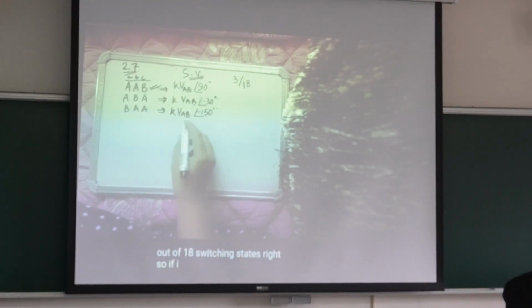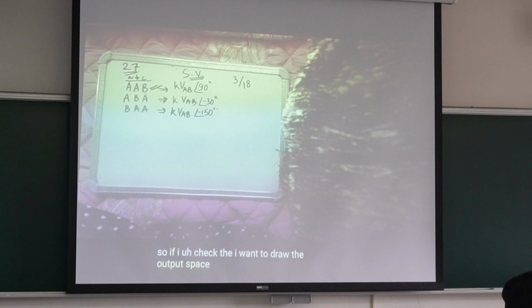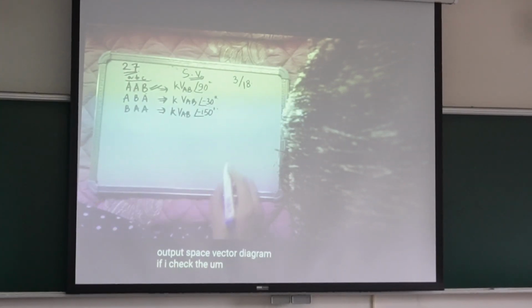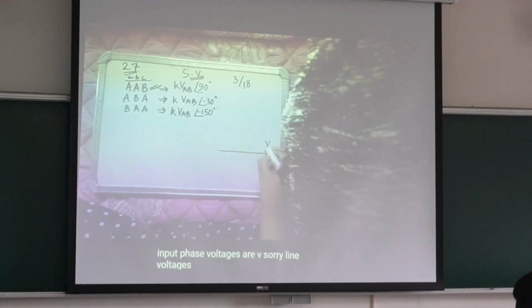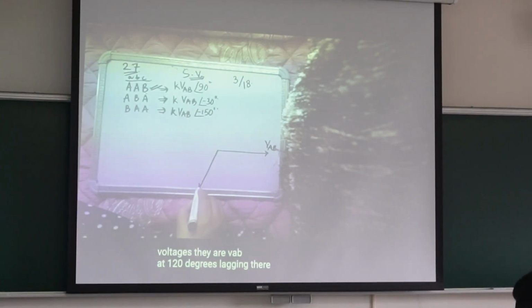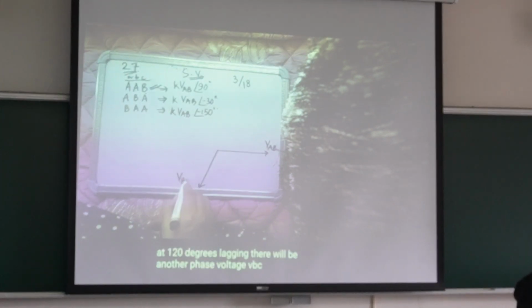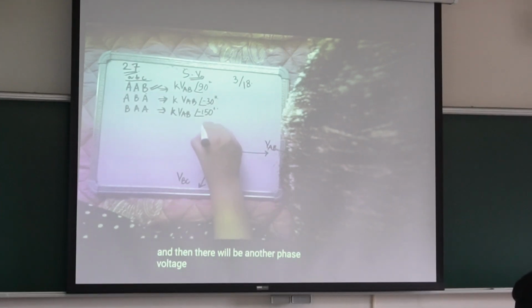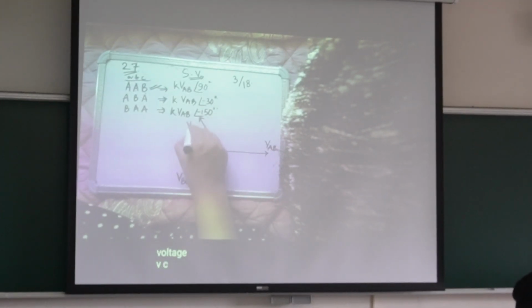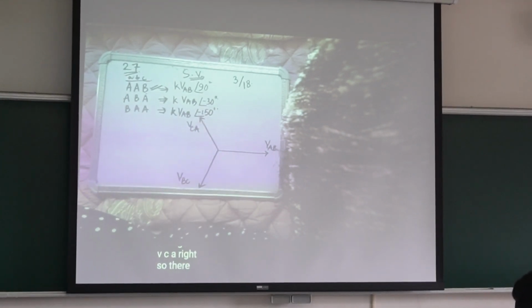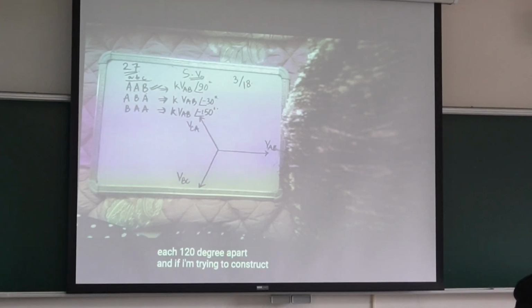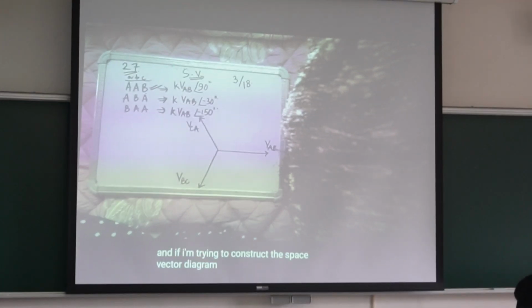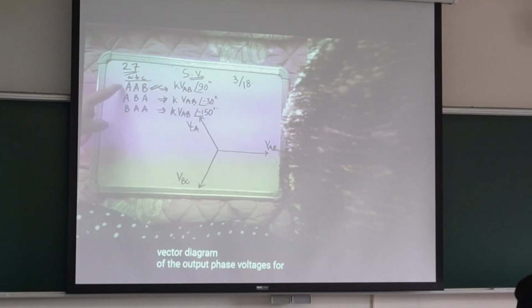So if I want to draw the output space vector diagram, if I check the input phase voltages, the input line voltages are VAB, then at 120 degrees lagging there will be another voltage VBC, and then there will be another voltage VCA, right? So there will be 3 voltages, each 120 degrees apart.